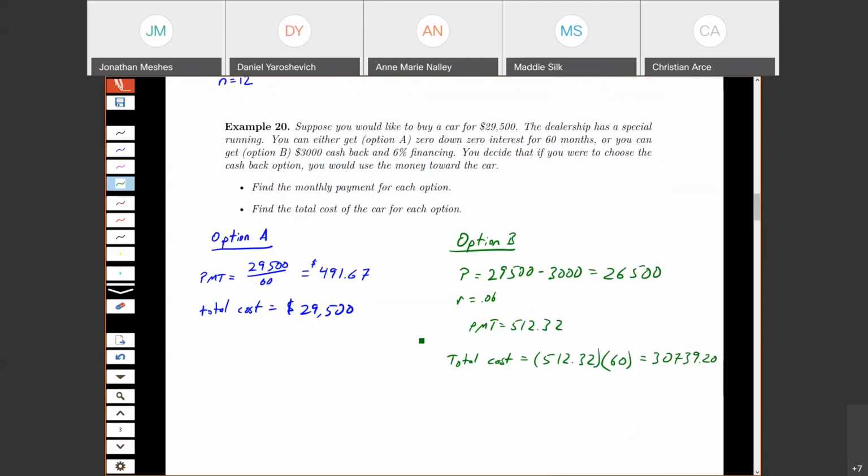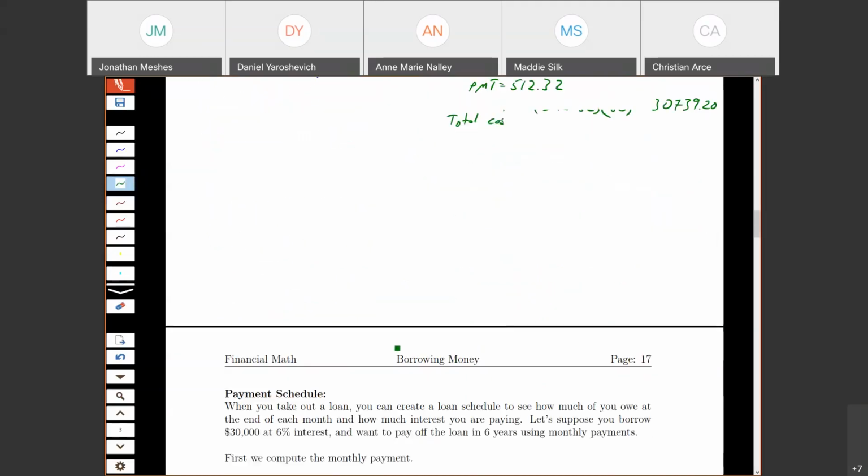What I wanted to show though was the two steps here. Finding the monthly payment, we use the formula or our calculator. And then if I want to find the total cost, I take my payments and multiply by how many payments I made. We would also add in any down payment that we made, but in this example, we didn't bring in any money for a down payment. In option B, we're using the free cash back they gave us as a down payment, so that's not coming out of our pocket. So we don't need to include that.